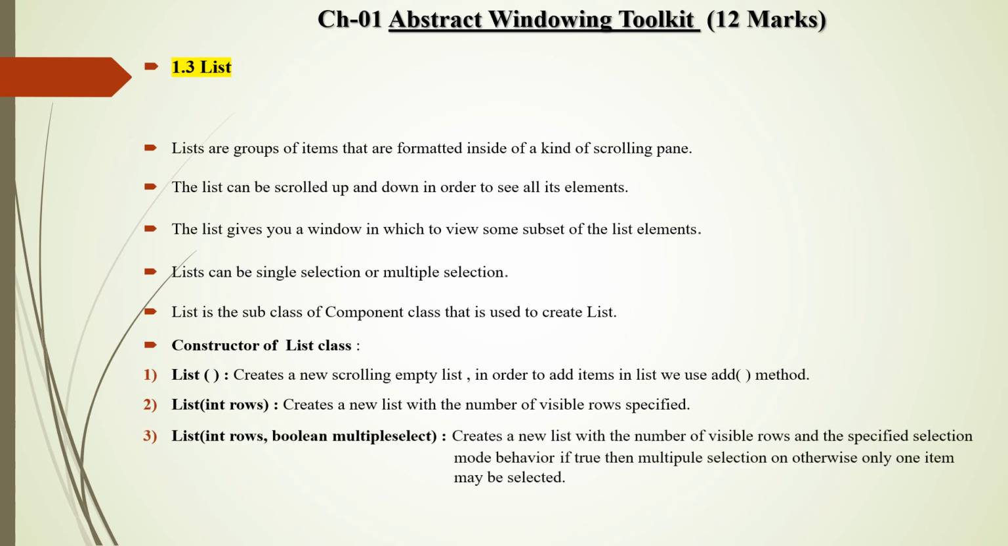The next constructor, List, has two parameters: integer rows, comma, boolean multipleSelect. It creates a new list with the number of visible rows and the specified selection mode behavior. If it is true, then multiple selection is on, otherwise only one item may be selected.